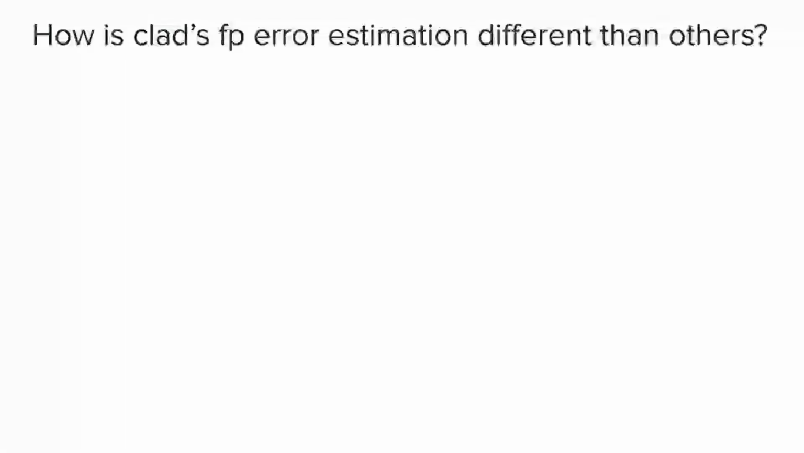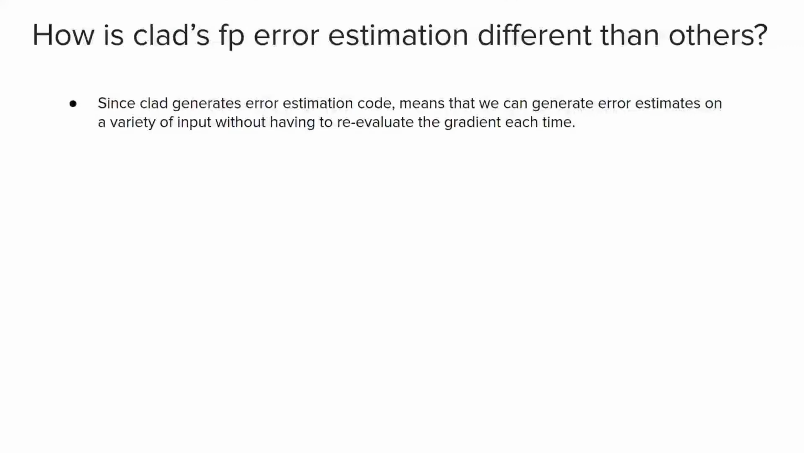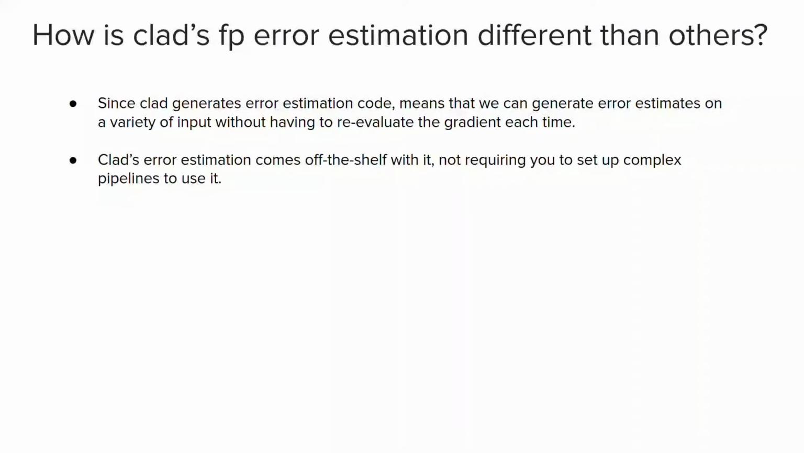Now that we saw a little bit about how error estimation in clad looks, let's talk about why it is different from the other software that do the same thing. Firstly, since clad generates estimation code as we saw before, you can use this code to generate estimates for multiple input values. This is super helpful if you want to analyze function stability, which we will see later. It also saves you a lot of time because you don't have to reevaluate the gradient for each input. Secondly, clad's error estimation comes off the shelf with clad. All you have to do is clone the clad repository and call estimate error.